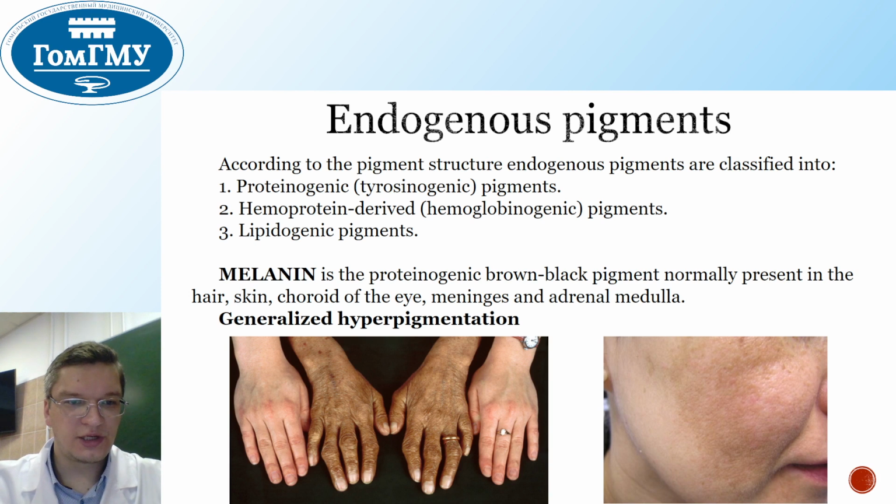When we talk about generalized hyperpigmentation, there are usually examples of Addison disease, as we see in the left picture, and chloasma, which is observed during pregnancy in the hyperpigmentation of skin and face, nipples, genitalia, and occurs under the influence of estrogen, like it's seen in the right picture.